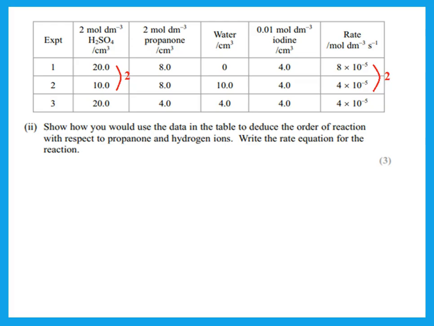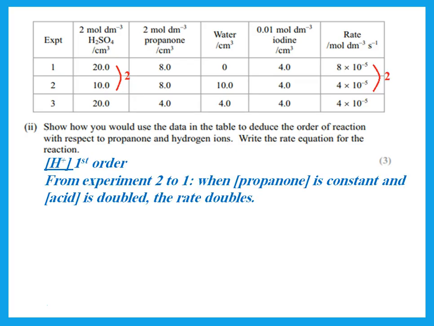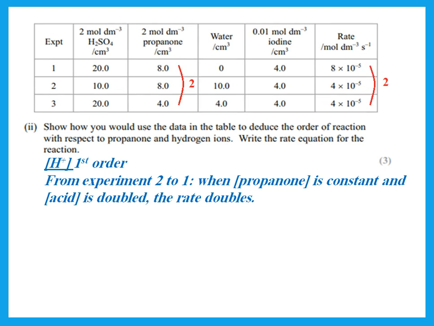If I look at experiment 1 and 2, the propanone is constant, the iodine is constant, and only the sulfuric acid is changing. Now, what is happening? Going from experiment 2 to 1, sulfuric acid is doubled. What happened to the rate? It also doubled. So that means that with respect to the H+, it is first order. Why? Because from experiment 2 to 1, propanone is constant. If we double the sulfuric acid, the rate doubles.